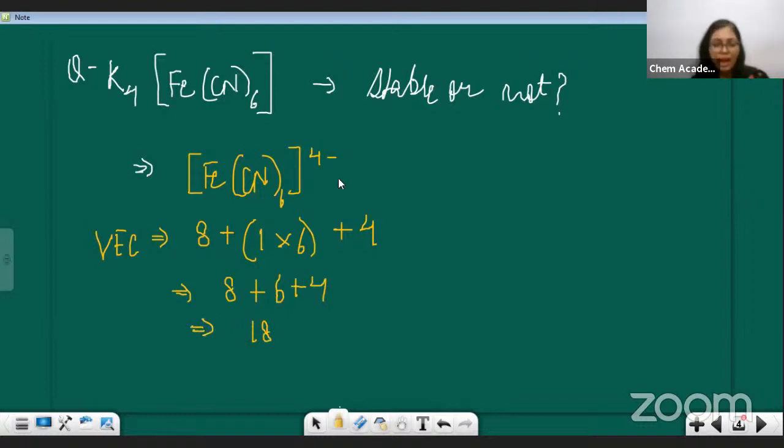Therefore, we can say that it is stable, since it follows the 18 electron rule. I hope it is clear.